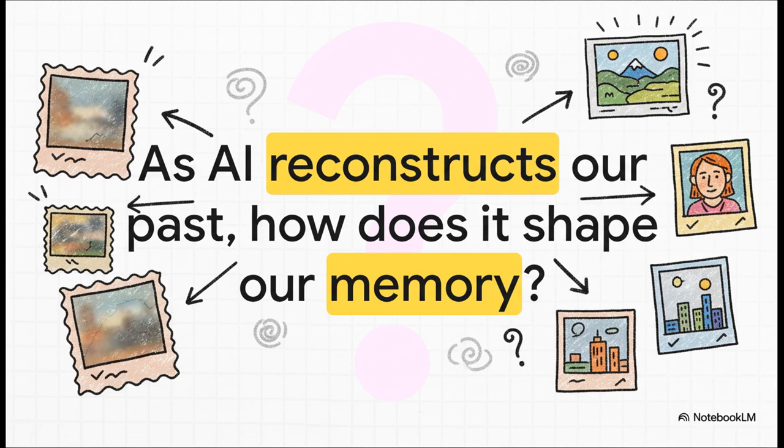So I want to leave you with this one final thought. Tools like Let's Enhance are giving us the power to literally fix our own visual history, to make it sharper, clearer, and more perfect than it ever actually was. And that brings up a really interesting question. As AI starts to reconstruct our digital past, how does that change our own memory of what was real?